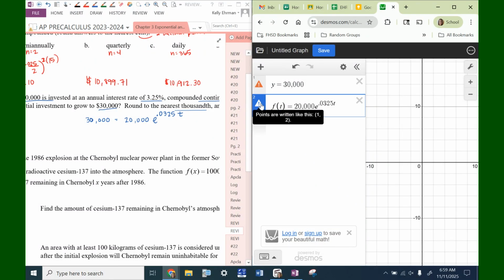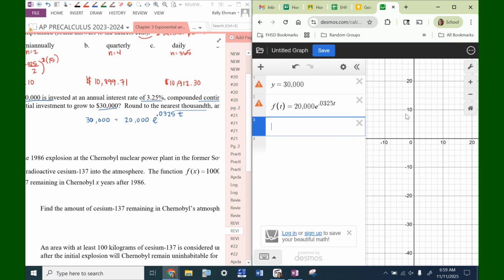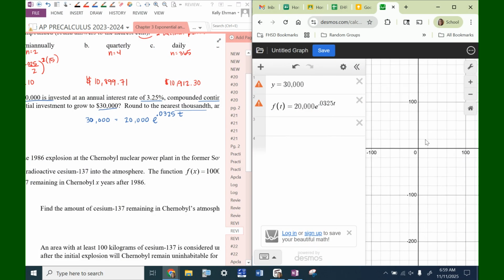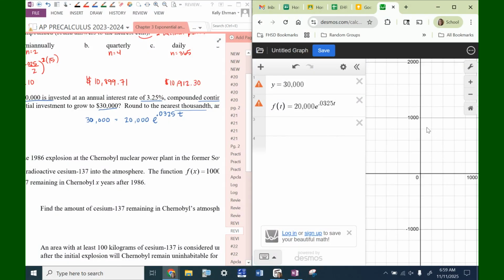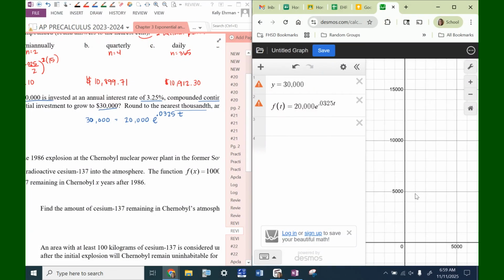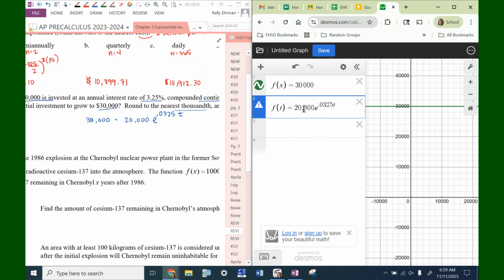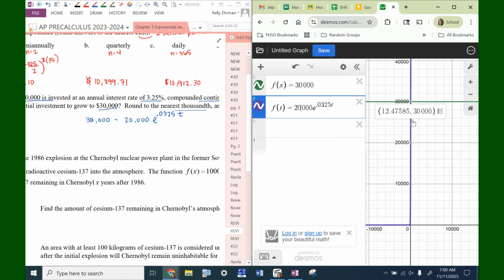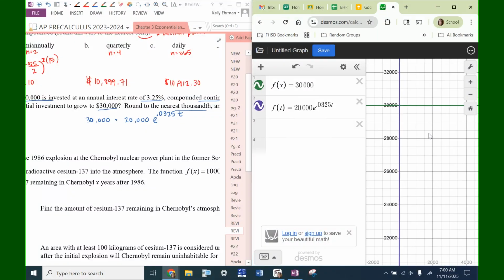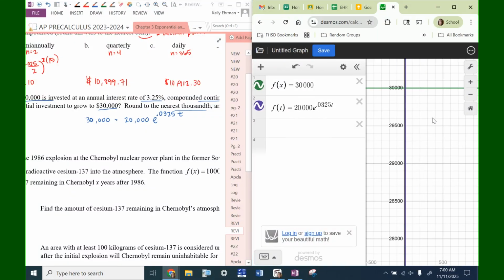And what's wrong with this? Points are written like this. See what it's complaining about here. Okay, how about f of x? Oh, it doesn't like the commas. Sorry. Okay, don't type in the commas. I was like, why does it want those to be points? Okay, now I zoomed way out just to see the 30,000 and the 20,000 here. So let's take a look at this.